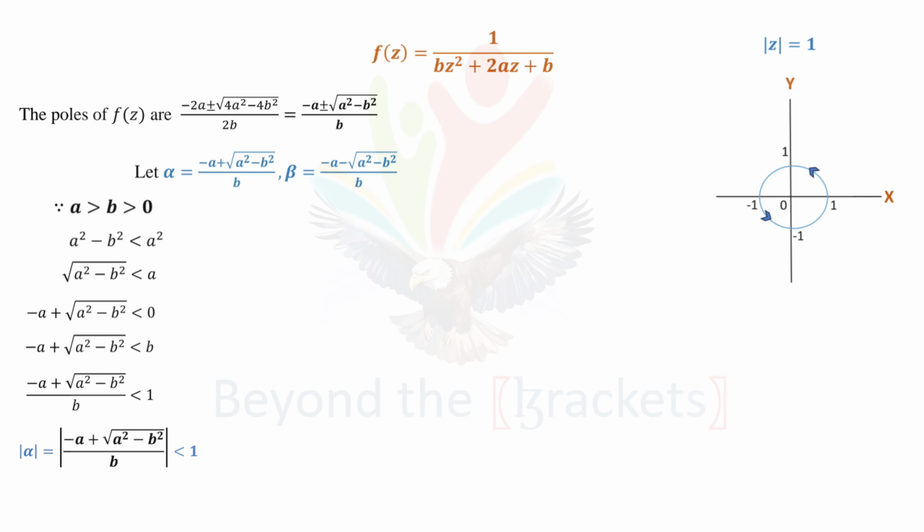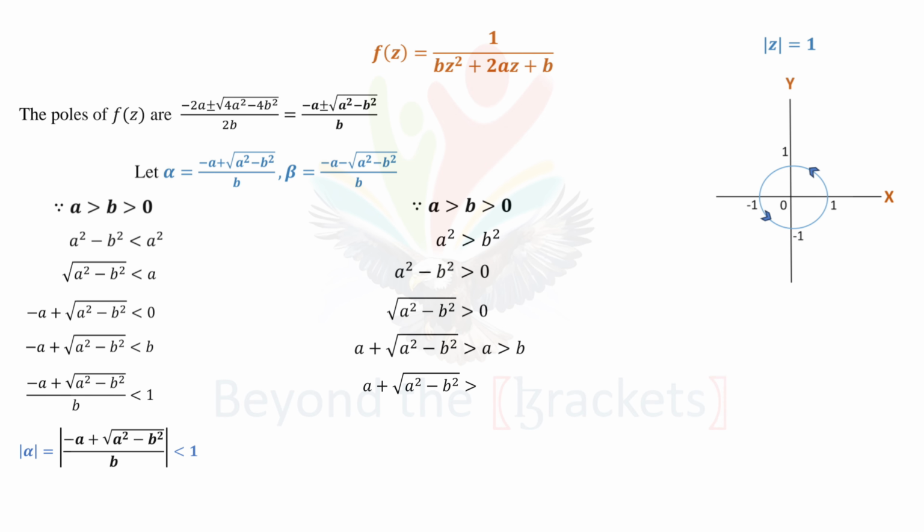Similarly, to determine whether beta lies inside or outside the given circle, we have a greater than b greater than 0, so a square will be greater than b square. Adding minus b square on both sides, we get a square minus b square greater than 0. Taking square root, square root of a square minus b square is greater than 0. Adding a on both sides, a plus square root of a square minus b square is greater than a. Since a is greater than b, a plus square root of a square minus b square is greater than b.